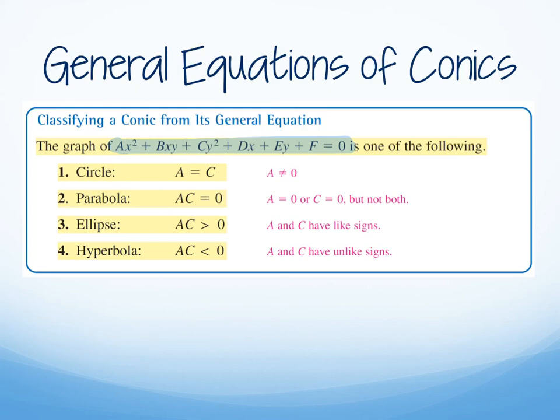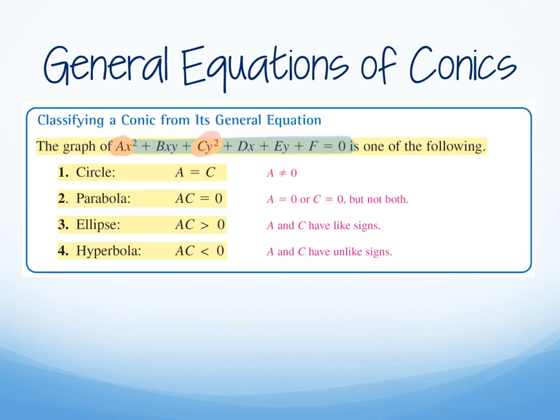What you're really looking for is the A and the C. The A is attached to the x squared. The C is attached to the y squared. If those two numbers are equal, then without mapping anything out, you would know that your conic is a circle. If the product of those two is 0, then it's a parabola. Because think about it, one of your squared terms isn't going to be there, which means the A would be 0 or the C would be 0.